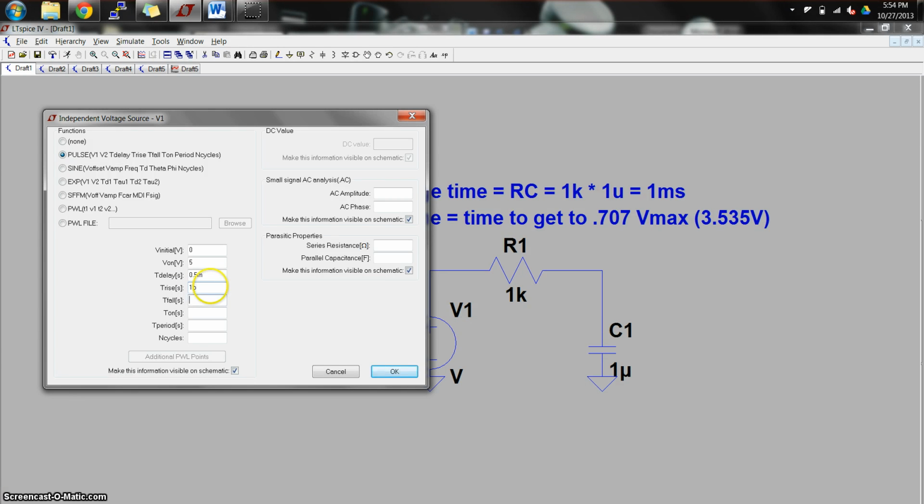For T rise and T fall, I'm going to put 1p. What is 1p? P stands for picosecond, so that's 10 to the minus 12 seconds. You do need to define these values, and all this is saying is that your square wave is going to go up and down really fast. It's not going to take a long time to rise or fall. This is good because you want an ideal square wave, which has an infinitely fast rise time and fall time. You also should define T on. I'll put 10 milliseconds, which says the pulse is going to stay high at 5 volts for 10 milliseconds.